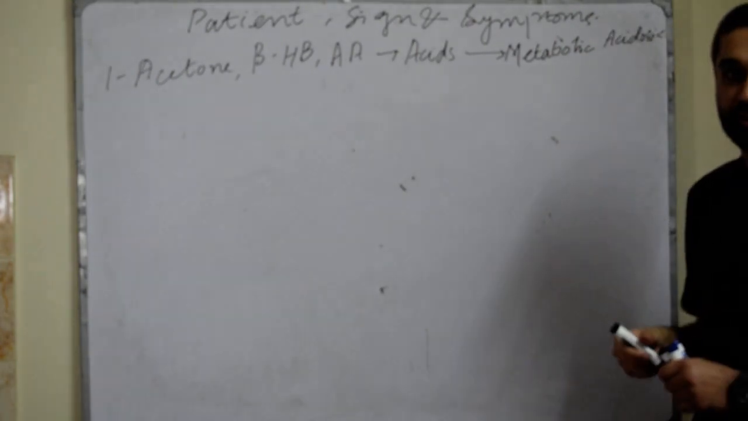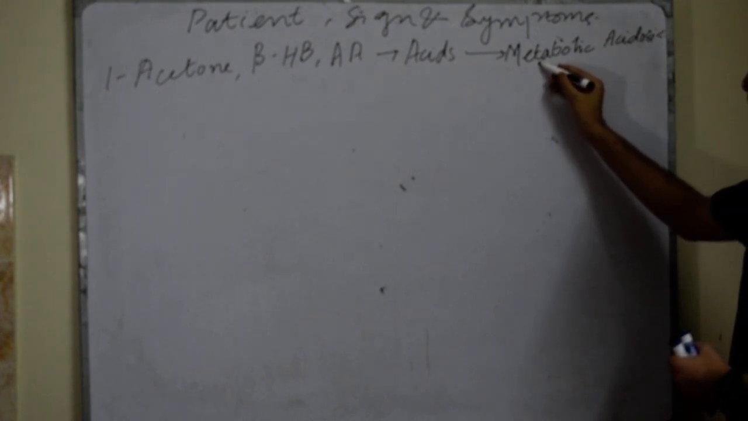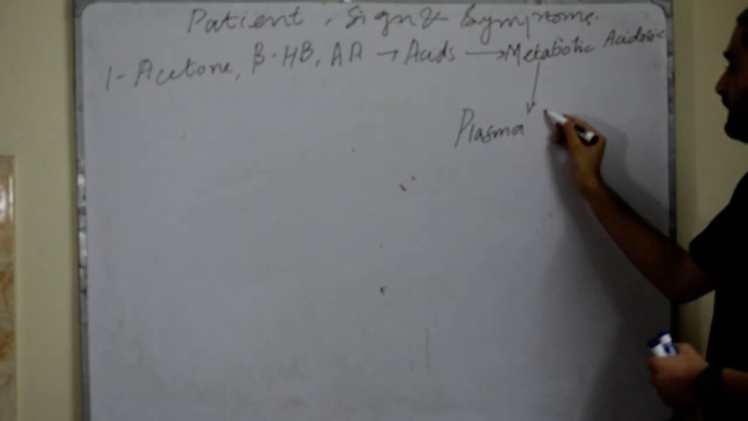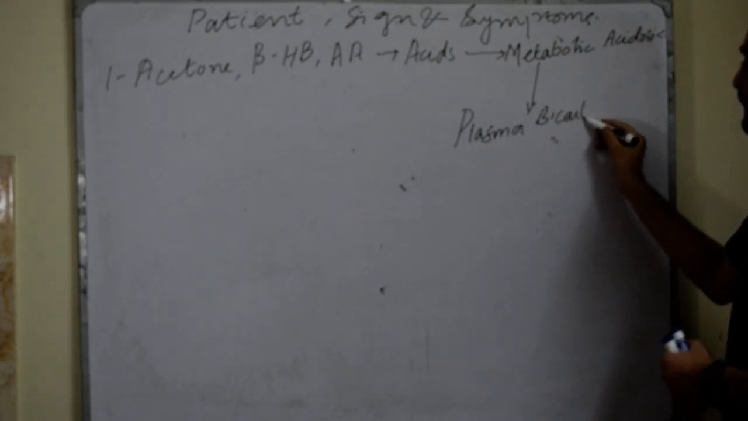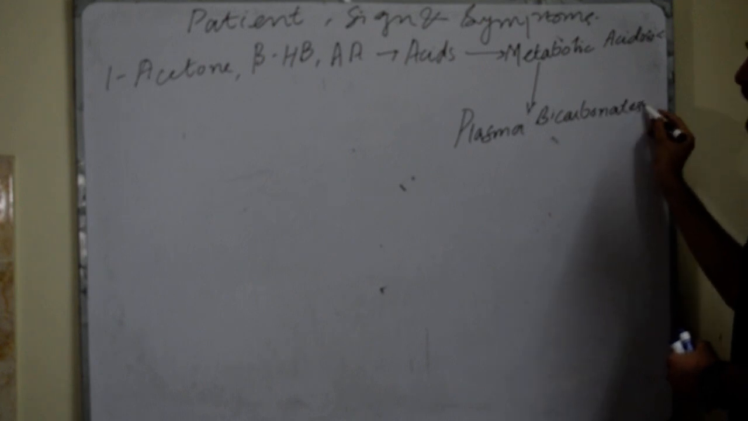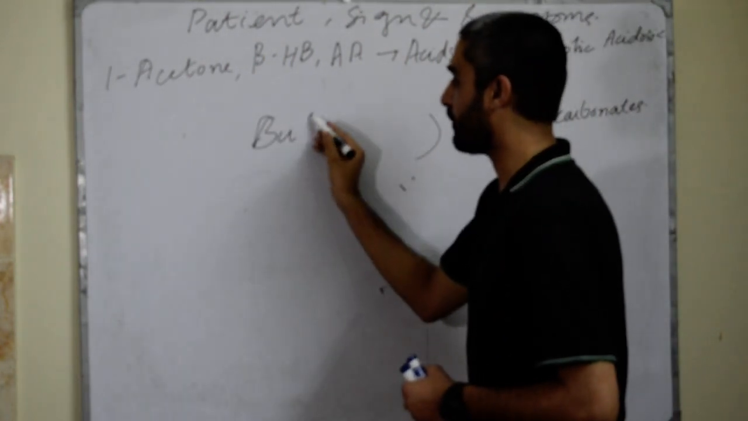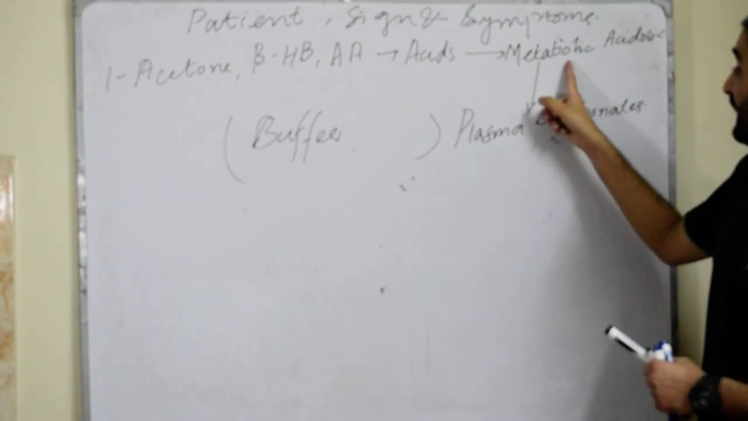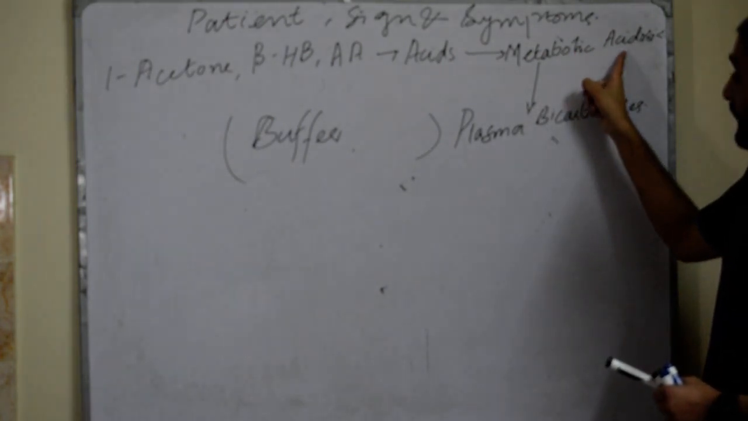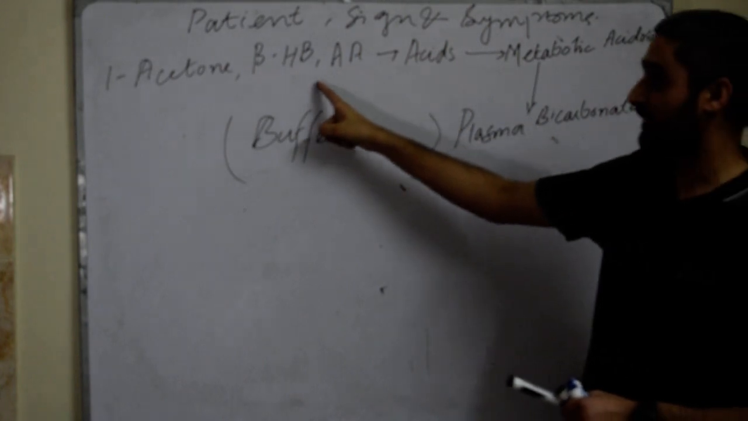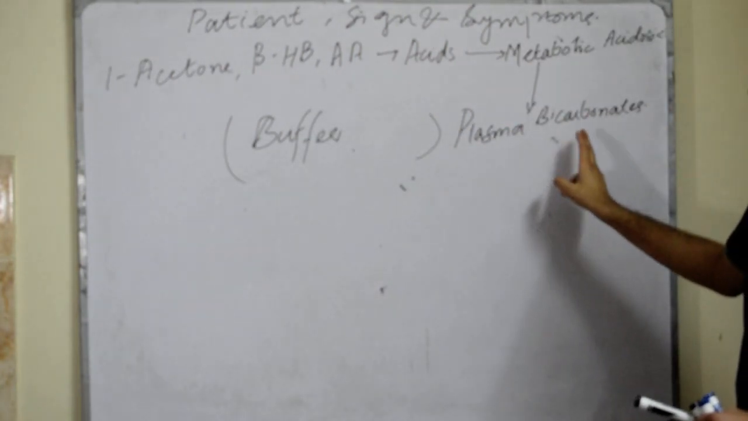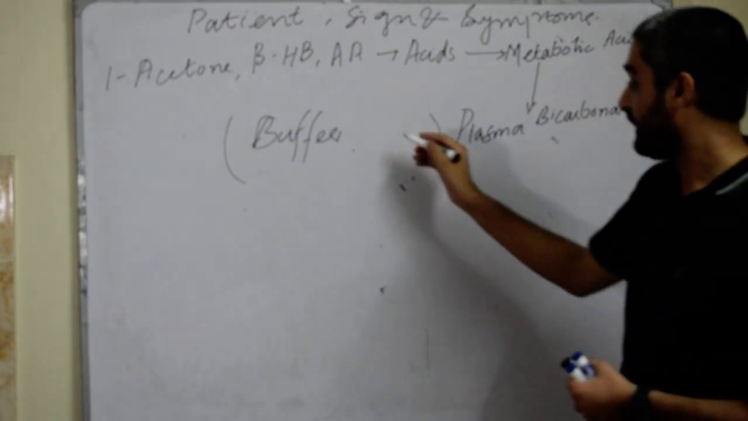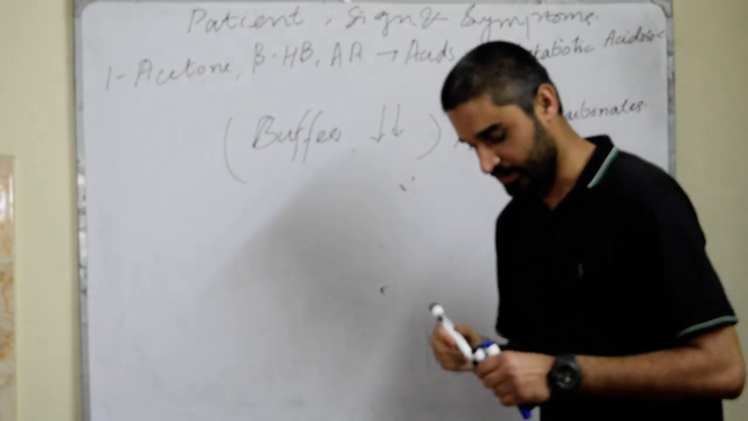To overcome this metabolic acidosis, plasma bicarbonate will act as a buffer to inhibit the change of pH caused by the increased accumulation of ketone bodies. Plasma bicarbonates will start actioning, so as they do, the amount of plasma bicarbonate will decrease.